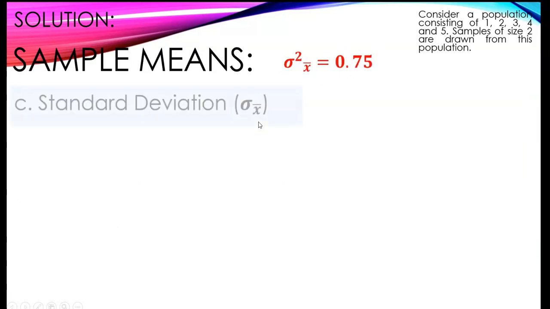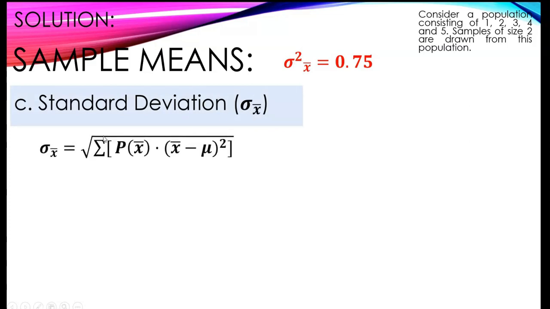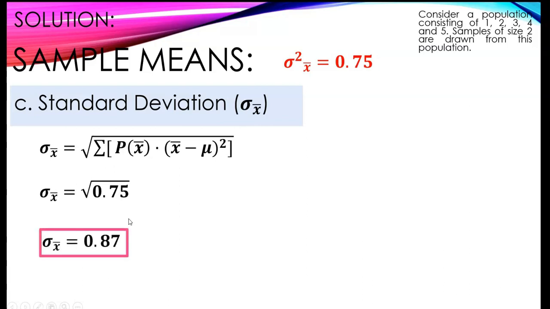Let's proceed to the standard deviation of our sampling distribution of the sample means. So to get the standard deviation, which is just basically the square root of our obtained variance, which is 0.75. So you take the square root of 0.75. The standard deviation is equal to 0.87.